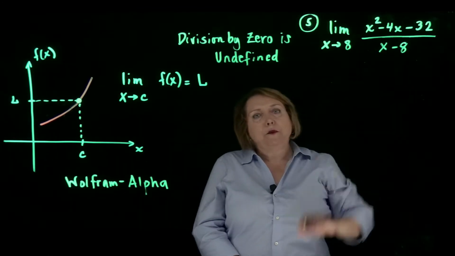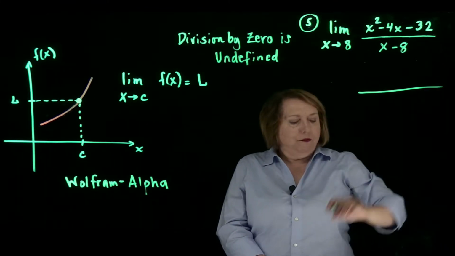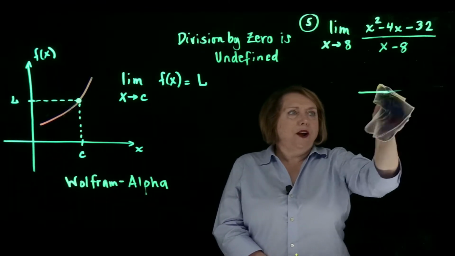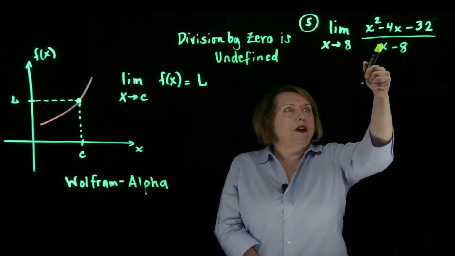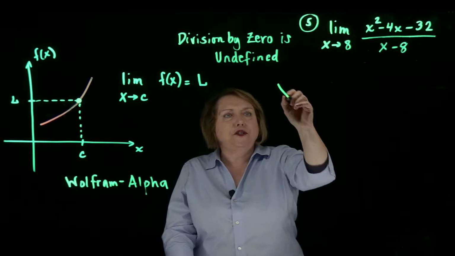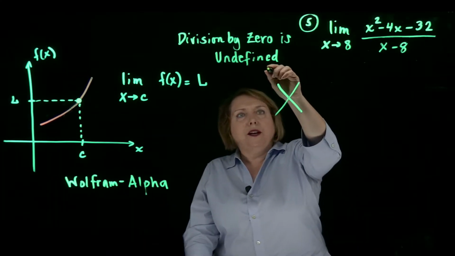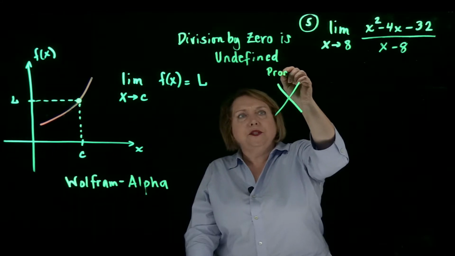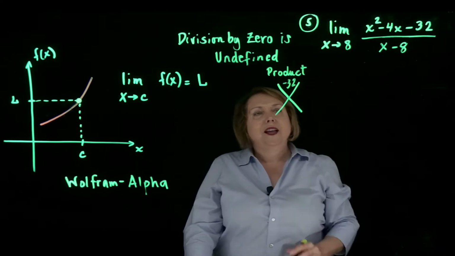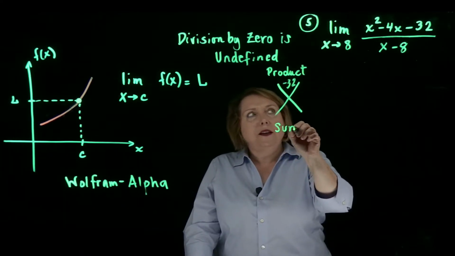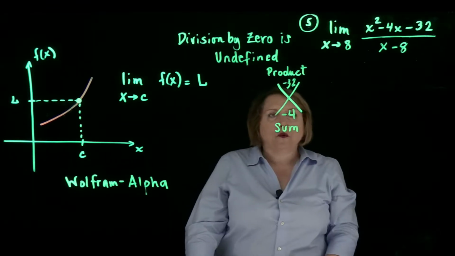So because I see a rational function, immediately I think again, how about factoring? So let's try to factor that numerator. So if I have x squared minus 4x minus 32, I use the little x method here, that I want a product, meaning two numbers that multiply together to get negative 32, and I will want a sum of my middle term coefficient, which is negative 4.